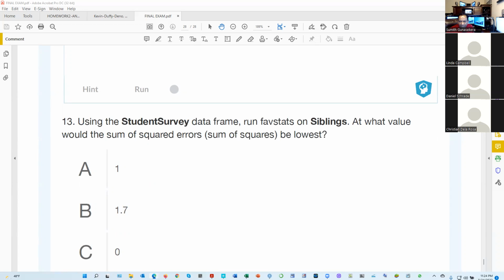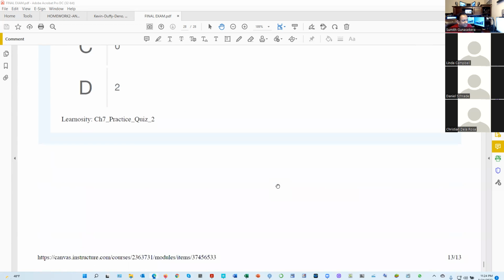The minimize. Favstats on siblings, student survey. Okay, I'm going to get this one. I'm going to go to student. So that one, see, 1.7. Okay, 13. That's B. Okay.